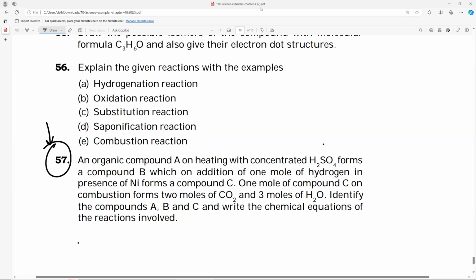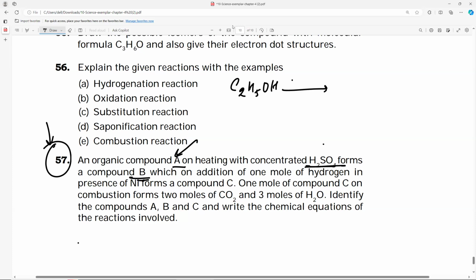What is compound A? Tell me. An organic compound A on heating with concentrated H2SO4 gives a compound B, which on addition of 1 mole of hydrogen. Okay, so you know that compound A is ethanol, C2H5OH.